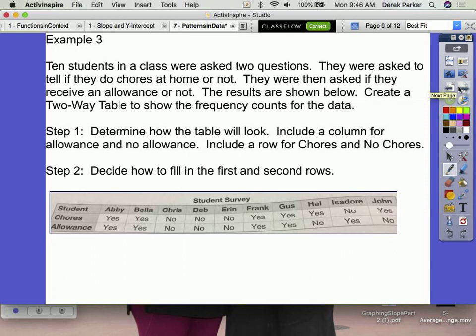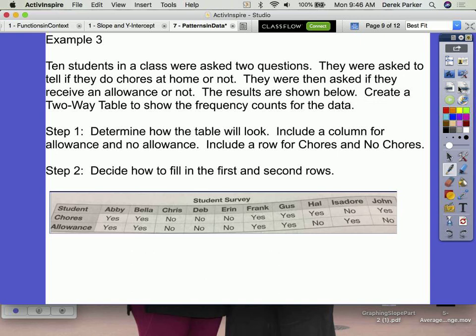10 students in the class were asked 2 questions. They were asked to tell if they would do chores at home or not. They were then asked if they receive an allowance or not. The results are shown below. Create a two-way table to show the frequency counts for the data.